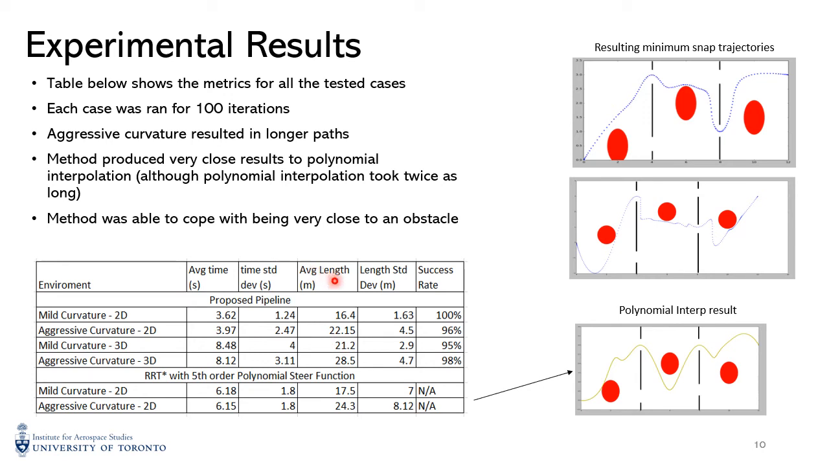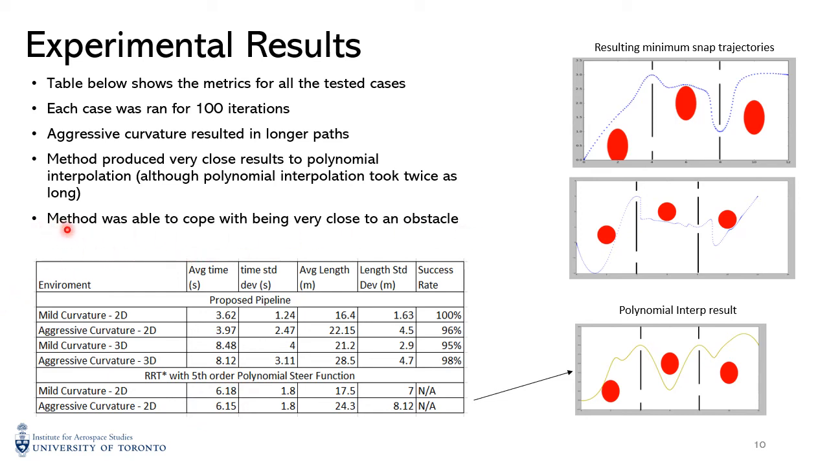And then the second item is that the method produced very close results compared to the benchmark, which is RRT star with the polynomial steer function. So if you compare the average lengths produced here and here to here and here, you'll see that they're very close, which means that even though the benchmark produces near optimal results, the algorithm was able to produce very similar results, although the algorithm does not guarantee optimality. And also the algorithm was almost twice as fast compared to the benchmark setup.